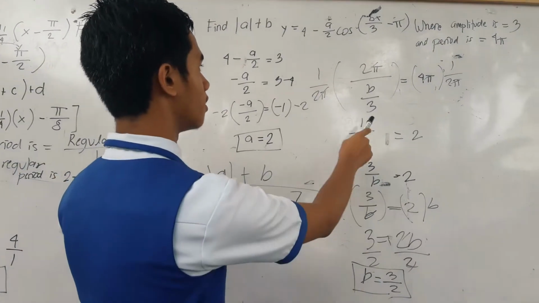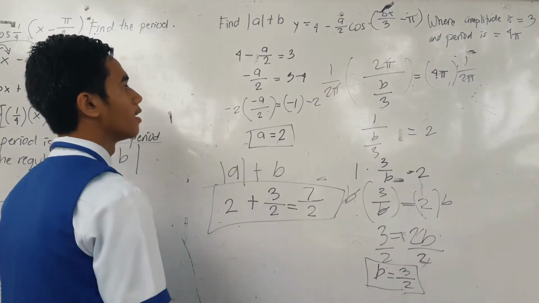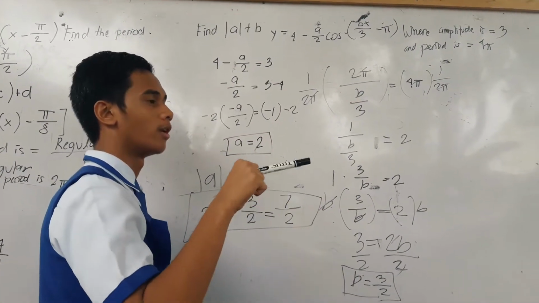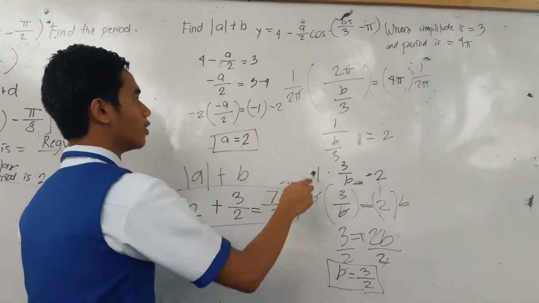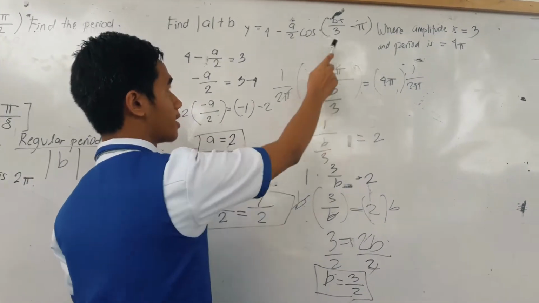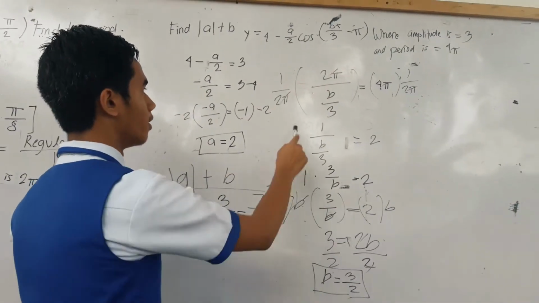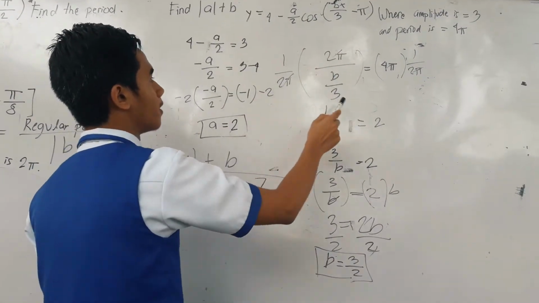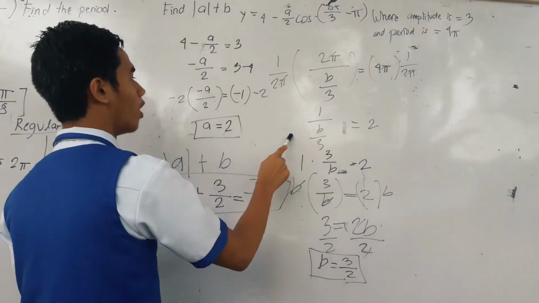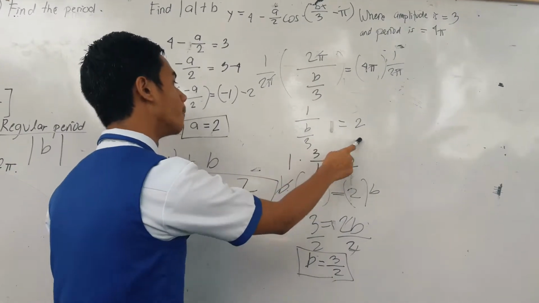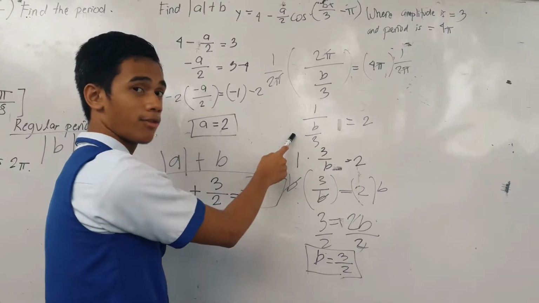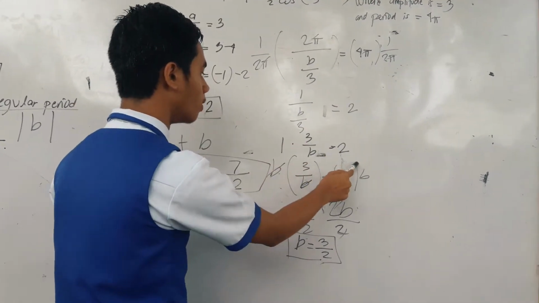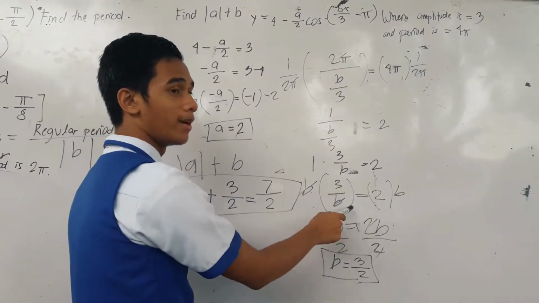Then in getting the b, we will use the regular period over absolute value of b. So 2 pi over b over 3 since it's given here. And then we will times both sides by 1 over 2 pi to cancel 2 pi, 2 pi. Then the answer will be 1 over b over 3 equals 2. Then since this is a complex fraction, we'll do it again. 1 times 3 over b equals 2. Then the answer will be 3 over b equals 2.